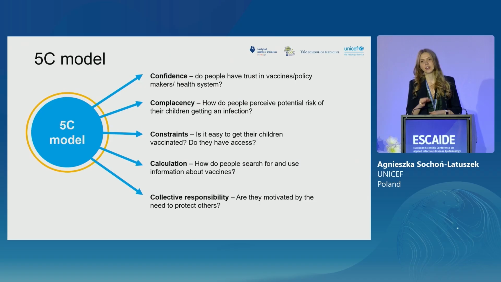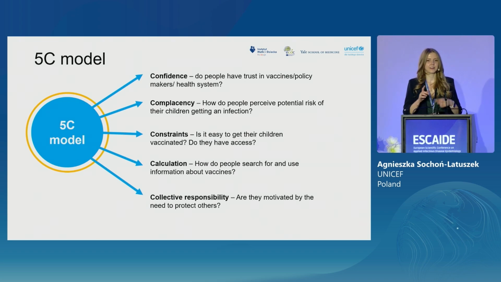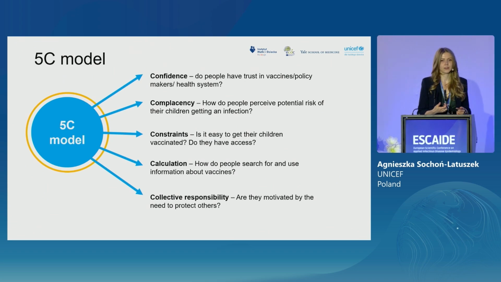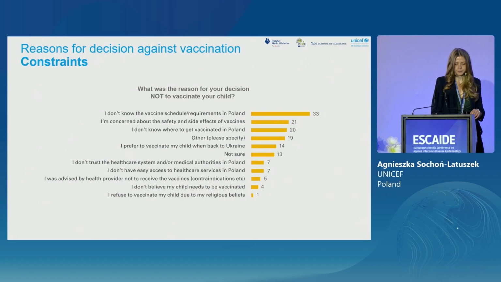And the constraints, I think, are the most important. Is it easy to get access? Do they understand where to go? Do they understand who to approach? Those are the questions that we need to ask, and those are the behaviors that we need to identify. And of course, the calculation and collective responsibility. I like that in the slides we saw there are some ideas of engaging the communities. I will also talk about this because I think social norms are always important, especially in this unique situation.